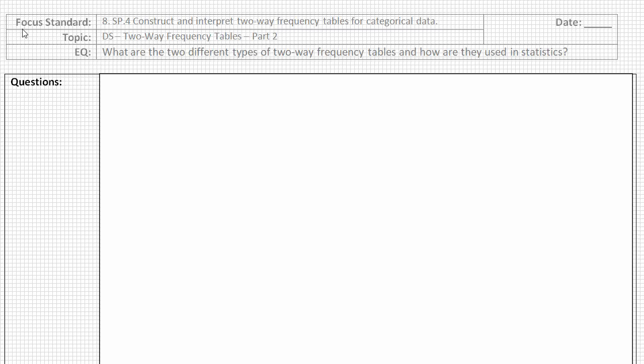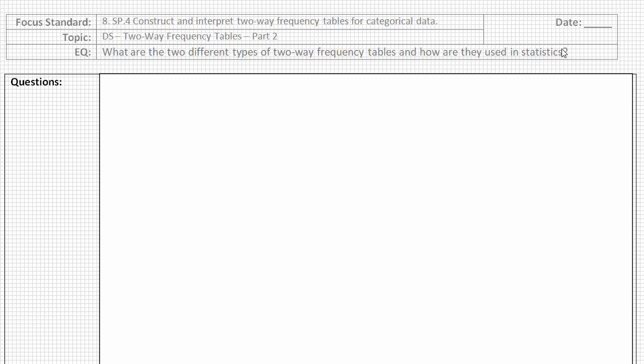For today's lesson, our focus standard comes from Grade 8 Statistics and Probability, Standard 4, Construct and Interpret Two-Way Frequency Tables for Categorical Data. Our topic, from the Data and Statistics Unit, is Two-Way Frequency Tables, Part 2. Our essential question is, what are the two different types of frequency tables and how are they used in statistics?